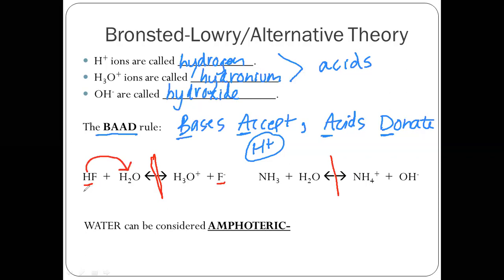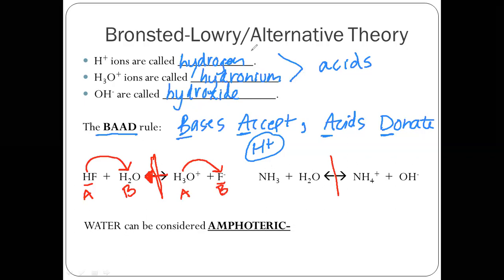So that means since bases accept, acids donate, this is your acid and this is your base. Now I'm going to look at the reverse reaction. So F needs to turn back into HF. F does not have an H to give, so it has to get an H from H3O plus. Acid, base.